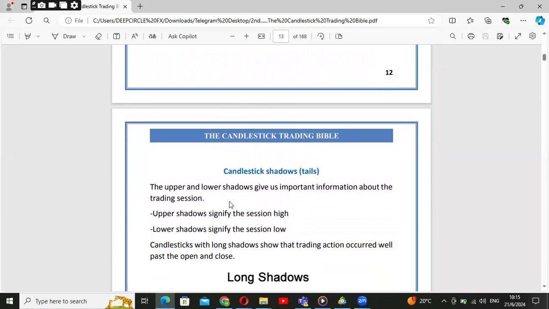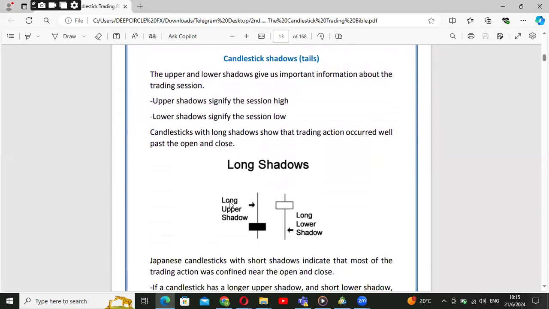So we move downwards. Here we are now talking about the shadows. We now have the long shadows. The long shadows, I'm just saying, we have a smaller body and a long shadow. So these candles usually indicate, for instance, this one.